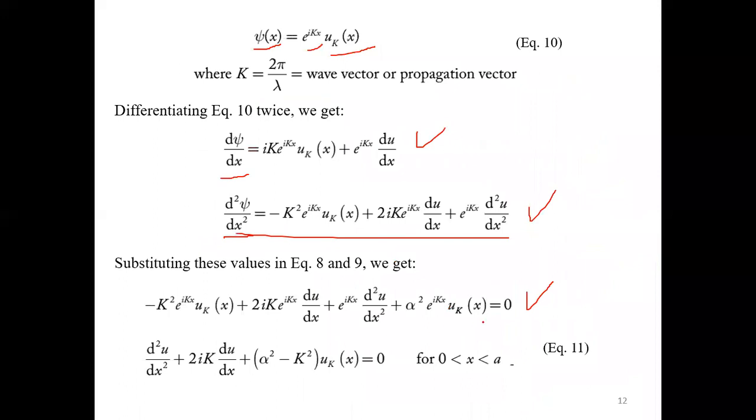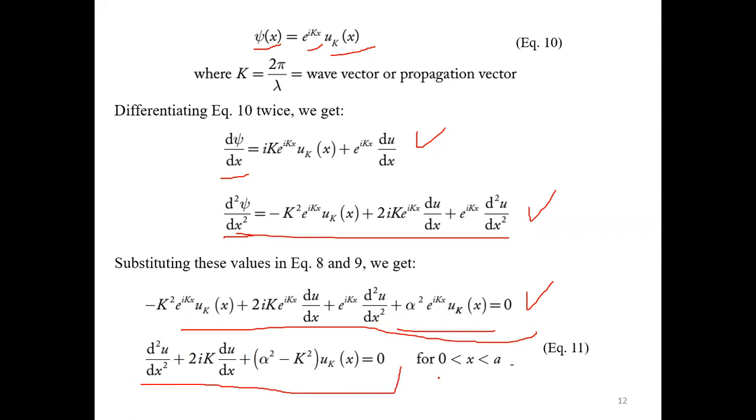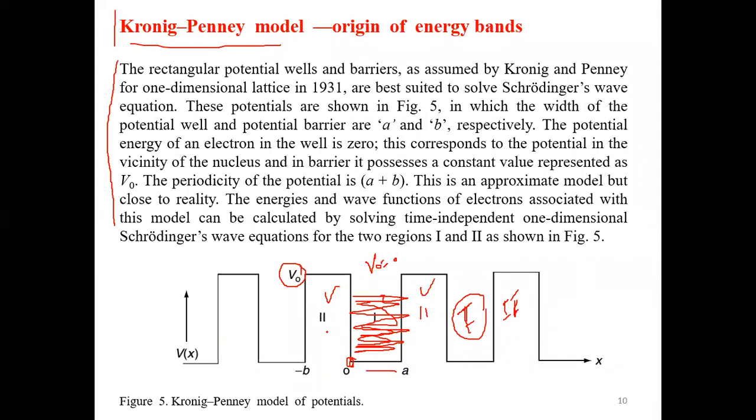So if you substitute d squared psi dx squared in equation number 8, you will get this one. And then from here, to make it simple, we can take e to the power ikx common. Since e to the power ikx is not 0, its coefficient will be 0. So this expression will be 0 when the electrons are free, that means when x lies between 0 and a. That means in region 1, which we call region 1 in figure 1.